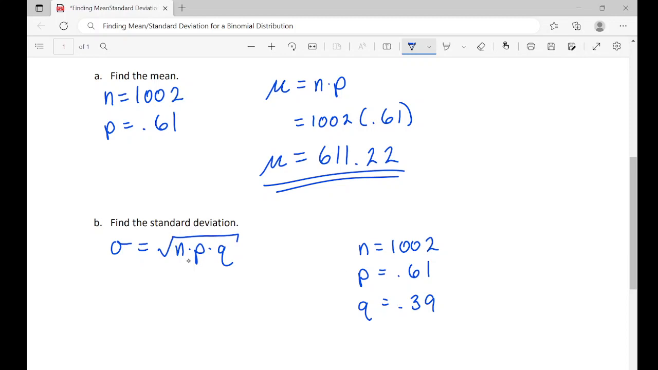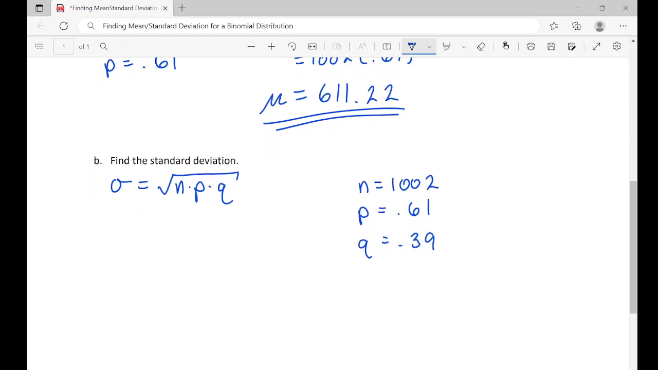Once we have all three numbers, we're just going to plug them into our formula. So we're going to get the square root of 1,002 times 0.61 times 0.39. Put that into the calculator, and don't forget to square root it. You're going to end up getting sigma equaling 15.44.